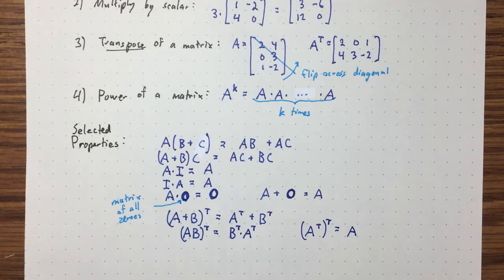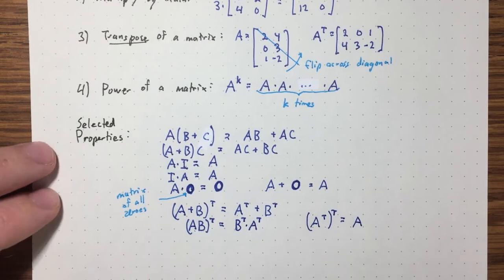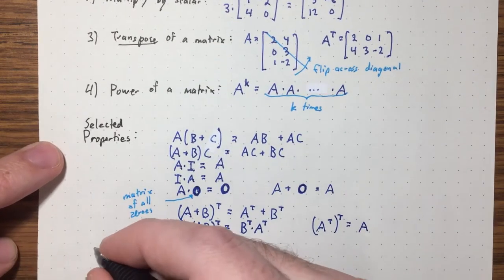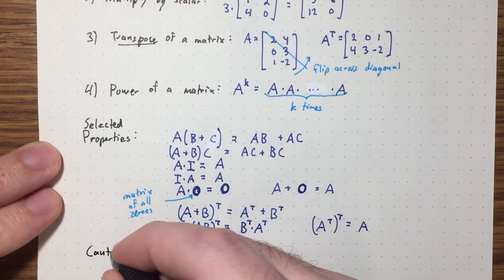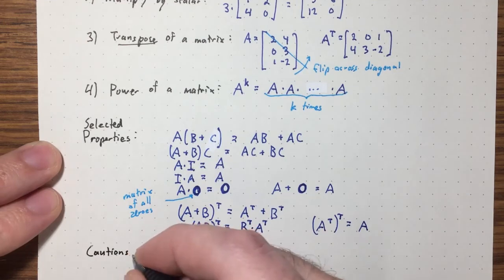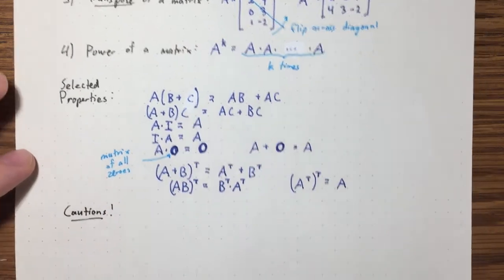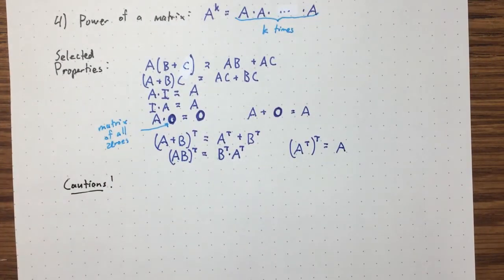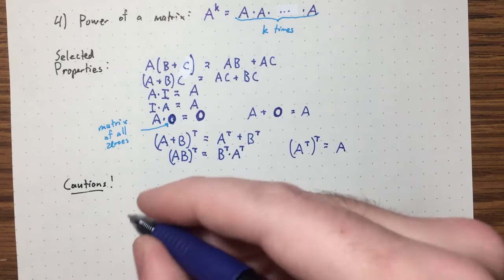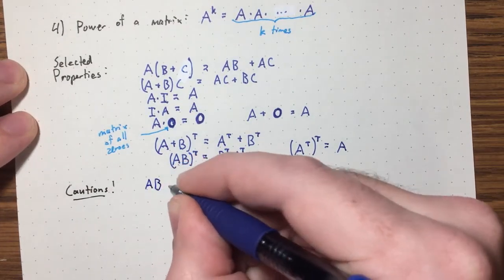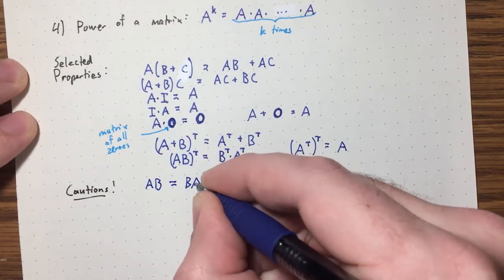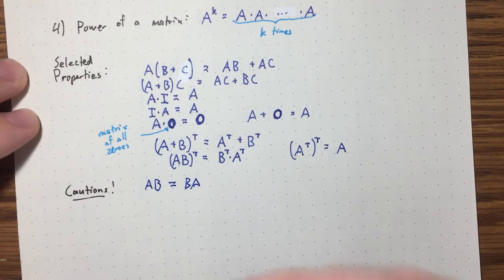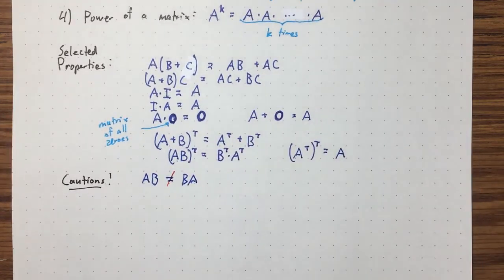Okay, the last part of this lecture should just be, we call this cautions. Because, again, this doesn't always work the way you'd expect it to. So we saw that AB is not the same as BA. So that should be our first one. AB is not the same as BA. Sometimes it is, but you can't guarantee that it is, right? In general, it's not going to be.